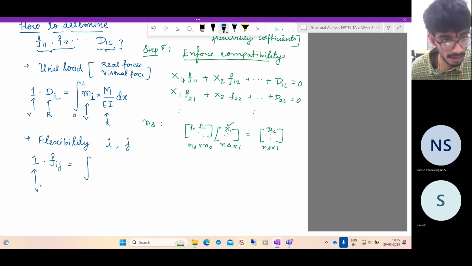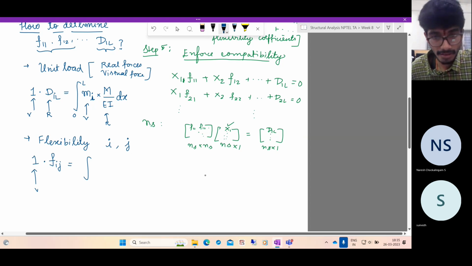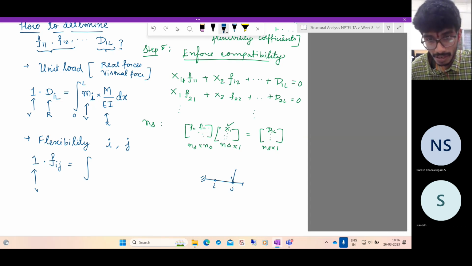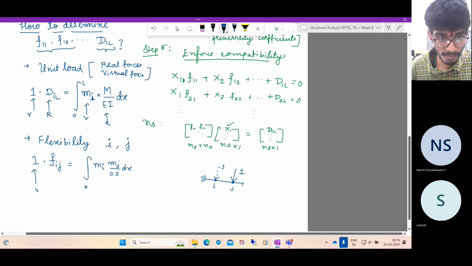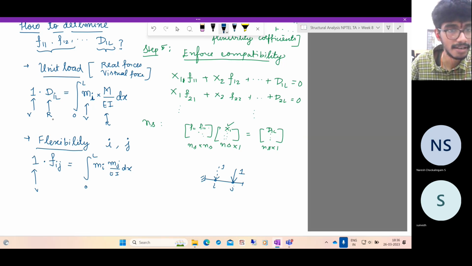And how is it determined? Now treat one of them as the virtual force applied at point I. You have some structure, you have a point I, you have a point J, you have a real force acting at point J, which is a unit load, and you want to find the displacements at this point. So apply a virtual unit force at this point. So this Fij is equal to, use the same formula, integral of Mi Mj by EI dx. So this is the formula for flexibility coefficients, and this is how you determine the displacement due to external loading.